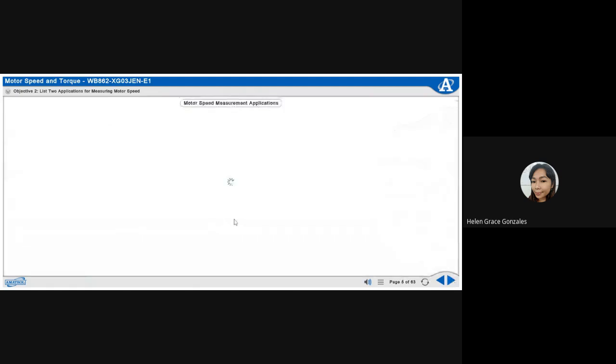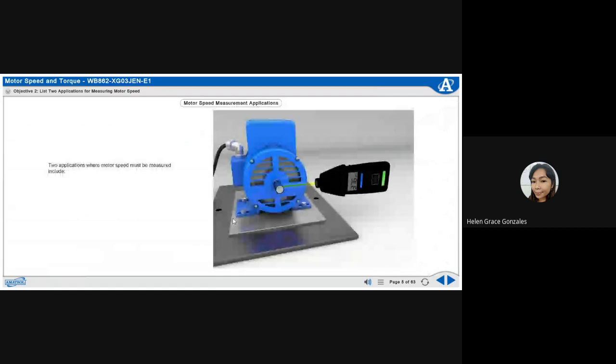List 2 applications for measuring motor speed. Two applications where motor speed must be measured include: check for a motor overload condition, and performance of electrical speed controls.